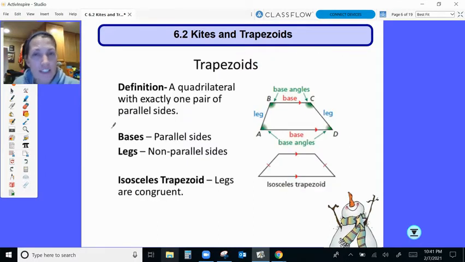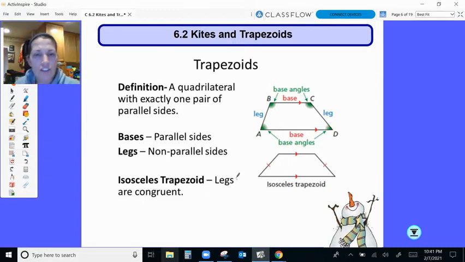Next up is trapezoids. The definition of a trapezoid is a quadrilateral, because it has 4 sides, with exactly one pair of parallel sides. These two bases here are the parallel sides. We call both of these top and bottom angles base angles. The bases are the parallel sides, and the legs are the non-parallel sides.